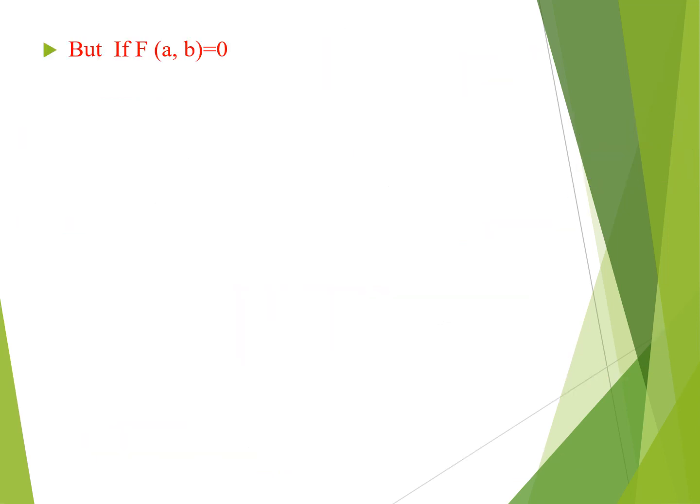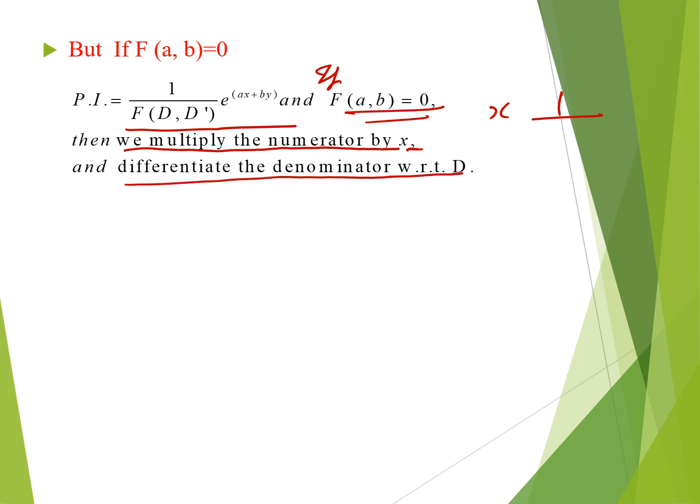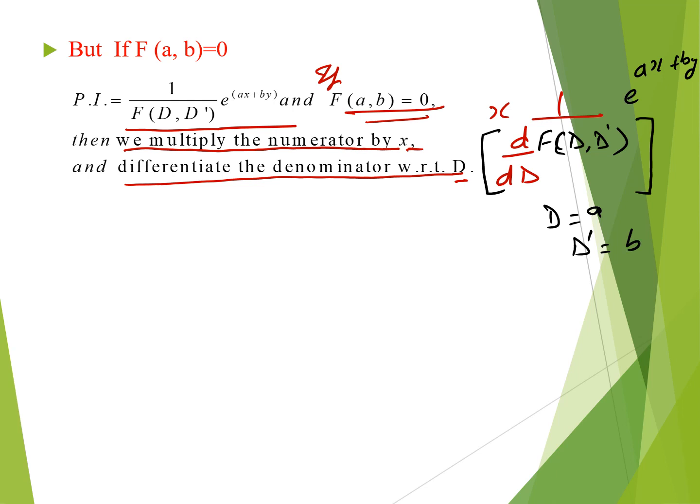Now, if the denominator is 0 when substituting the values of a and b, that is f(a, b) is equal to 0, then we multiply the numerator by x. That means we multiply by x and differentiate the denominator f(D, D') with respect to capital D, and e to the power ax plus by stays the same. After this we substitute D is equal to a and D' is equal to b after the differentiation.